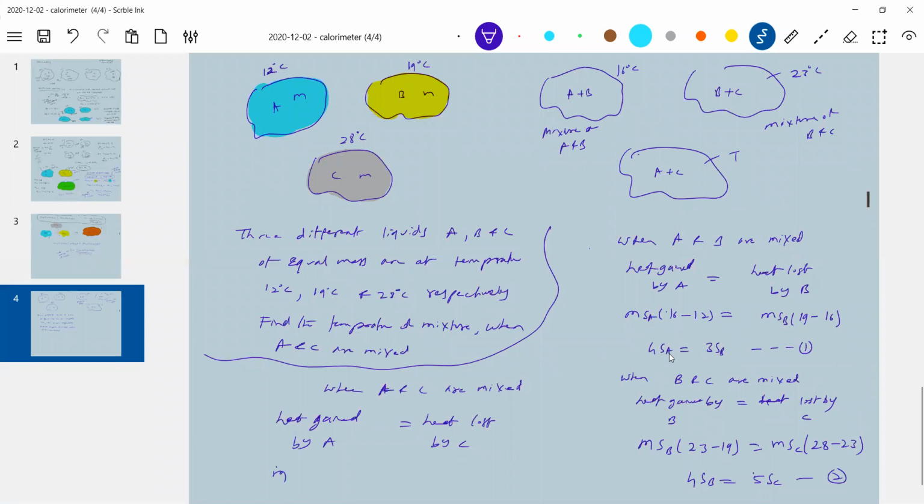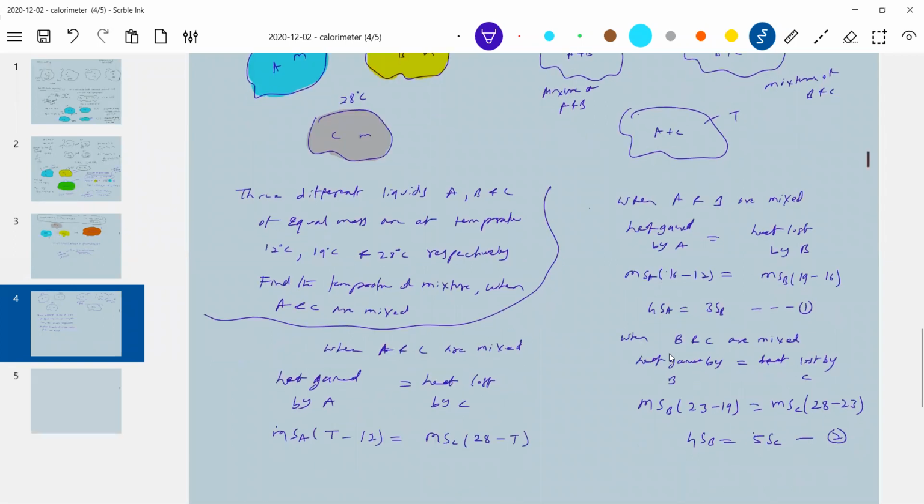Heat gained by A is mass times specific heat of A times the temperature change. The final temperature we don't know, so T minus 12. Agree with this? Then for C, M into SC, initial minus final. We are asking for T. For that, we don't know SA and SC. So this will become SA.